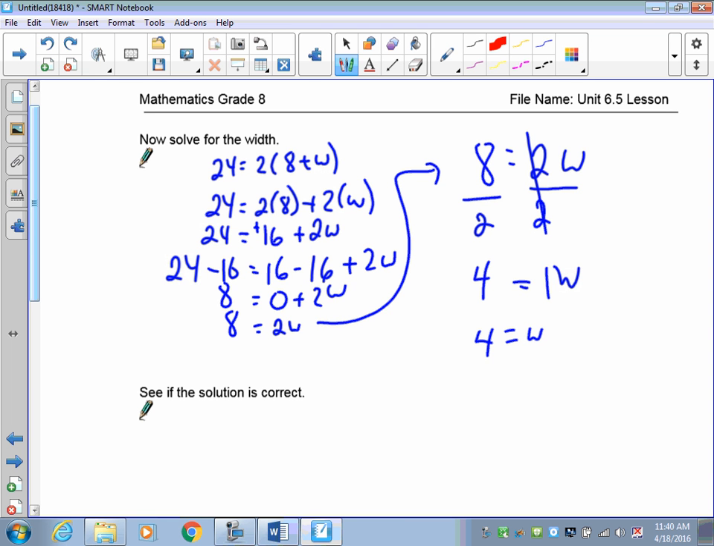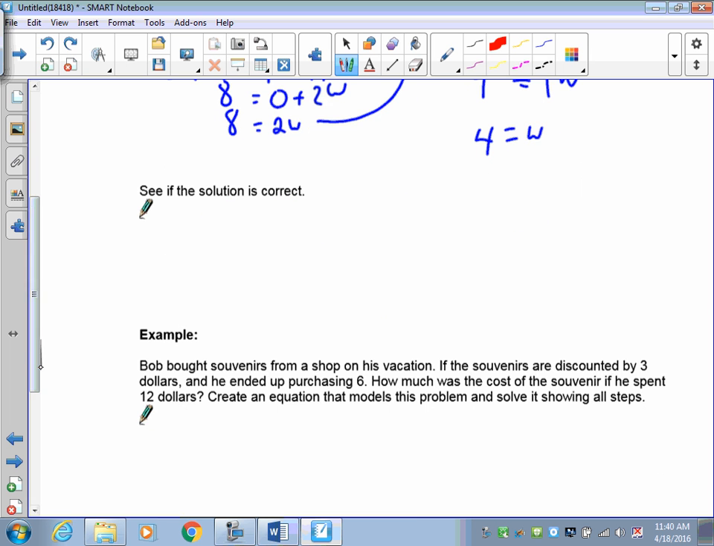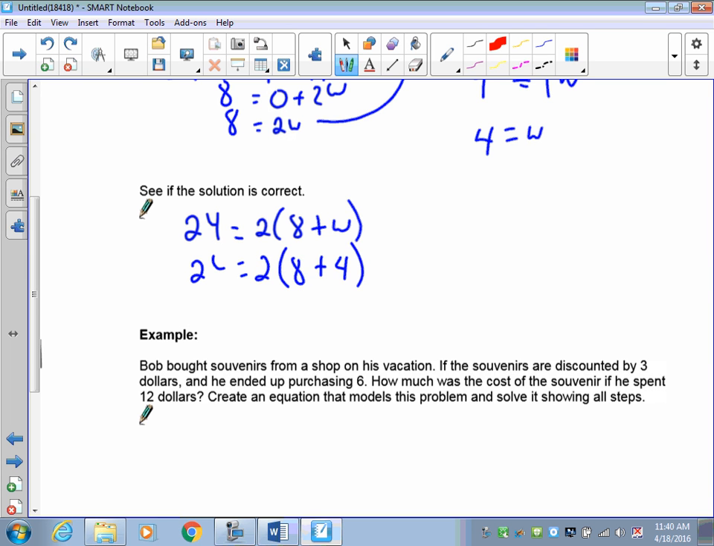Now, to see if we're correct, we're going to go right back to the original equation we created. That was 24 is equal to 2 times (8 plus W). Take out the W and put in our 4. We said W was 4. Now, let's find out if they balance. 8 plus 4 is 12, and 2 times 12 is 24. So you know you did it correctly.